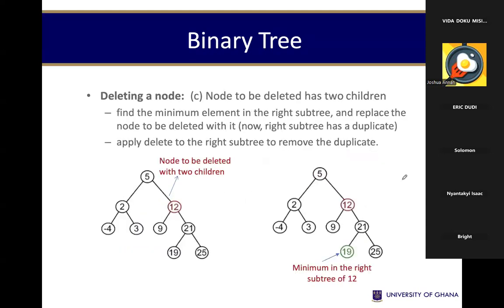The last thing on the table has to do with a node to be deleted having 2 children. Please just a second.